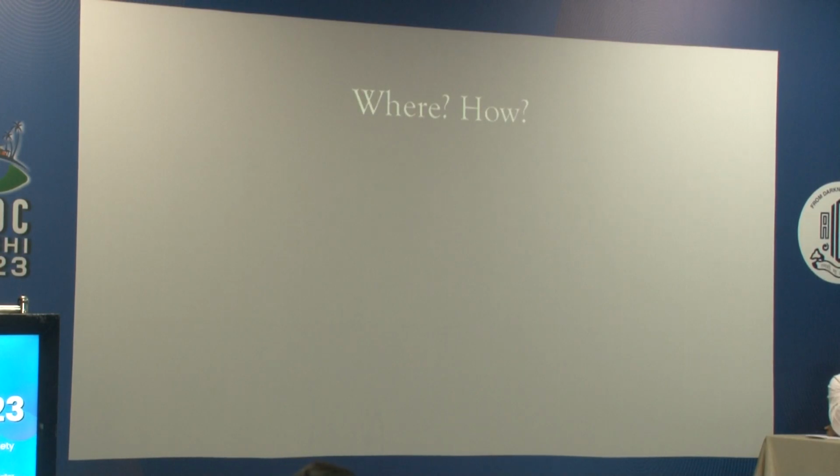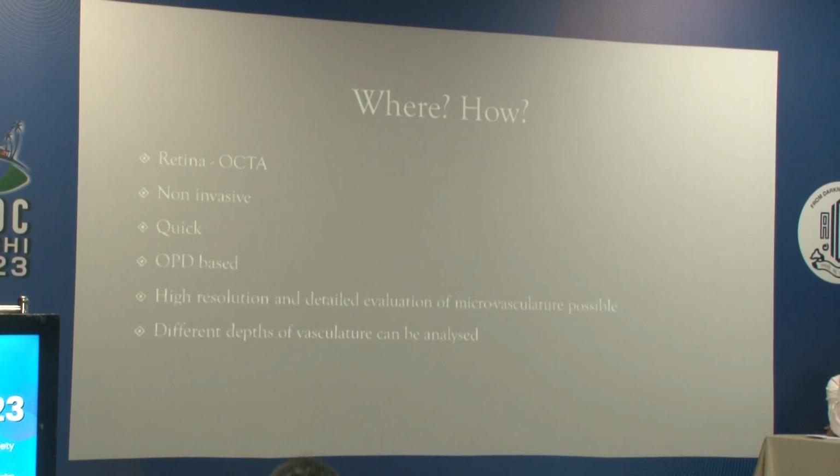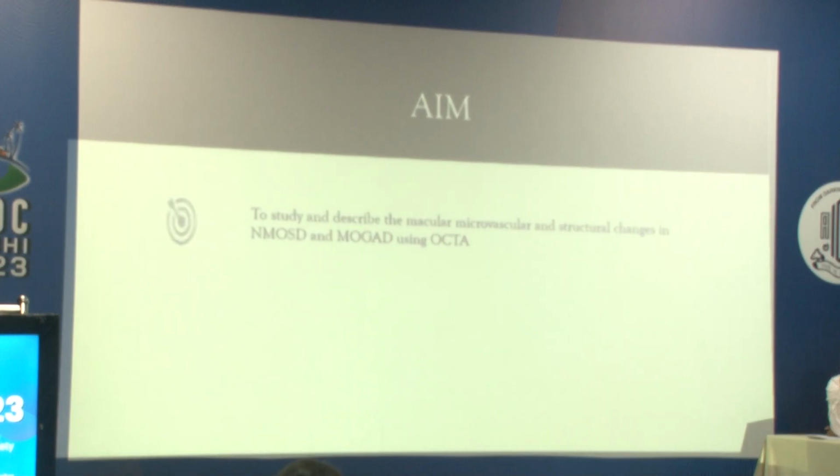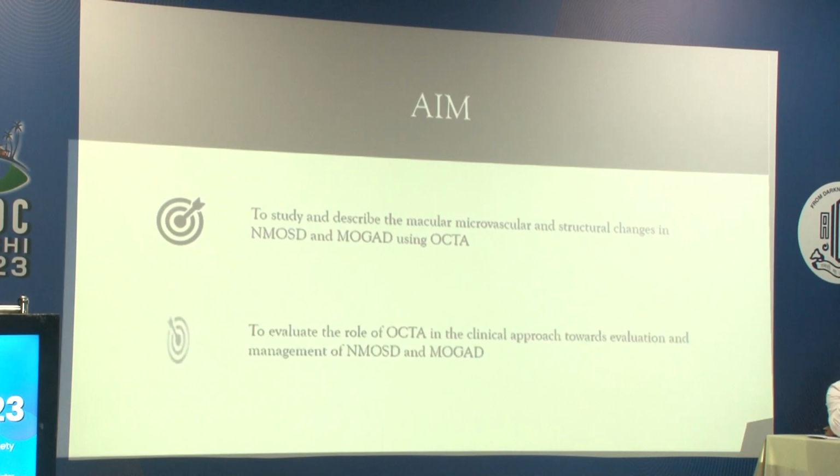So where can we study these vascular changes? In the retina, of course, because it's the most accessible vasculature of the central nervous system. And how? With the advent of optical coherence tomography angiography, we can study these vascular changes non-invasively, conveniently, and in great detail. So we wanted to study and describe the macular, microvascular, and structural changes in NMOSD and MOGAD using OCTA. And we wanted to evaluate the role of OCTA in the clinical approach towards the evaluation of these disorders.